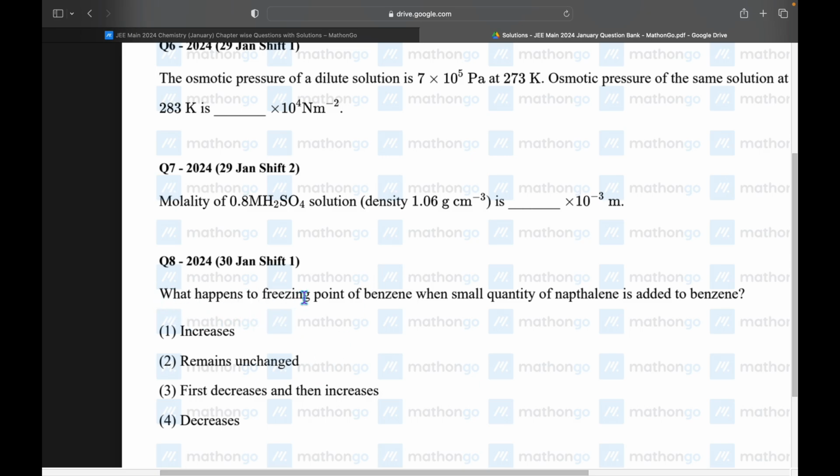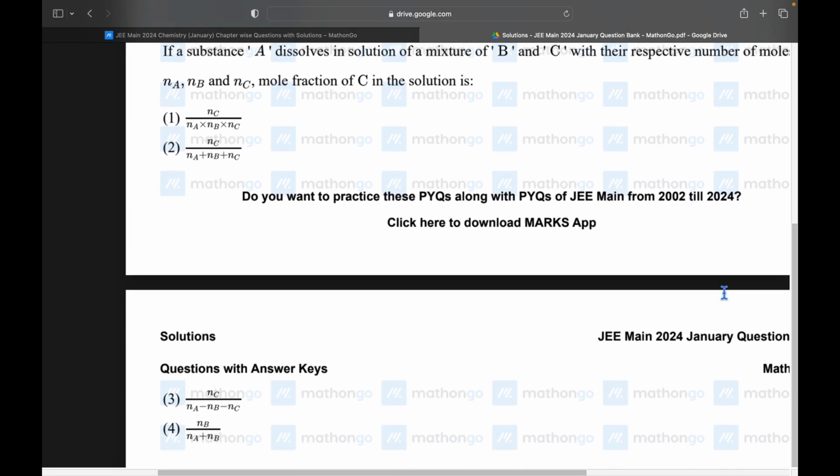Right, what happens to the freezing point of benzene when a small quantity of naphthalene is added to benzene? Yeah, this is an application question.